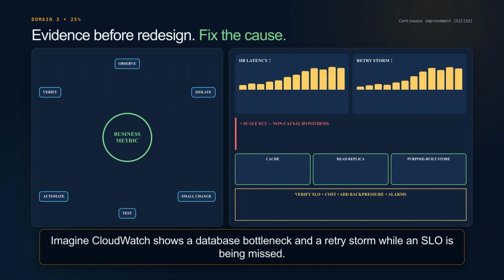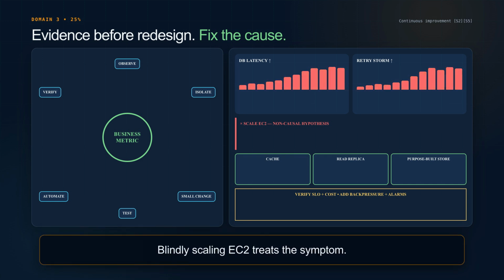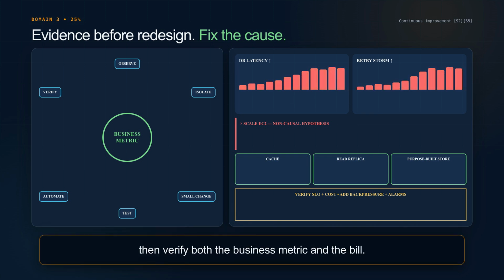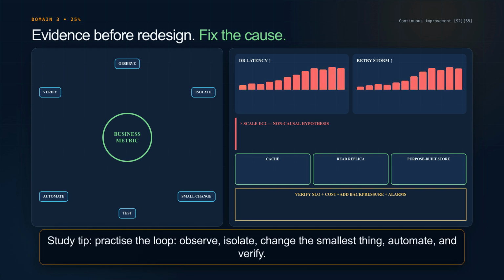Imagine CloudWatch shows a database bottleneck and a retry storm while an SLO is being missed. Blindly scaling EC2 treats the symptom. Instead, measure the failing path, test a cache, read replica, or purpose-built store, add back pressure and alarms, then verify both the business metric and the bill. Study tip: practice the loop, observe, isolate, change the smallest thing, automate, and verify.